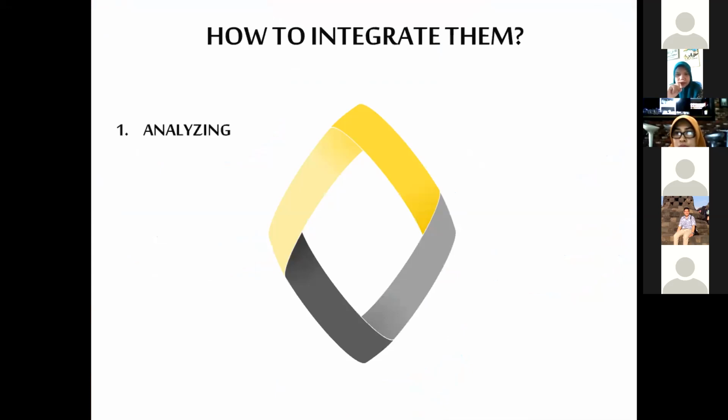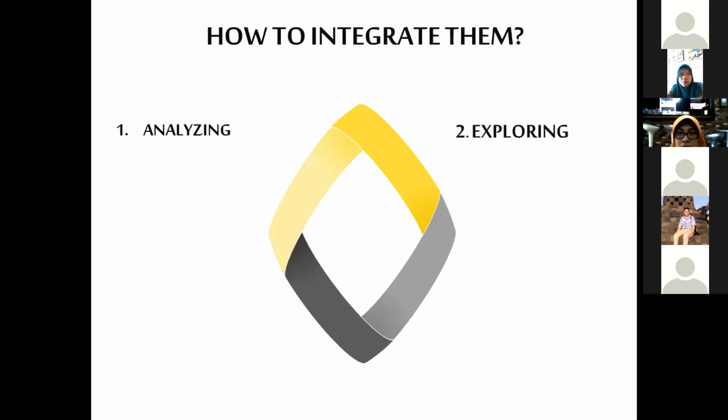The first is analyzing. We, the teachers or the lecturers, can analyze the goals and objectives of the learning materials of sociolinguistics, such as when the students learn about dialect and about ethnicity. So the first is analyzing the goals and objectives of the learning materials of sociolinguistics.